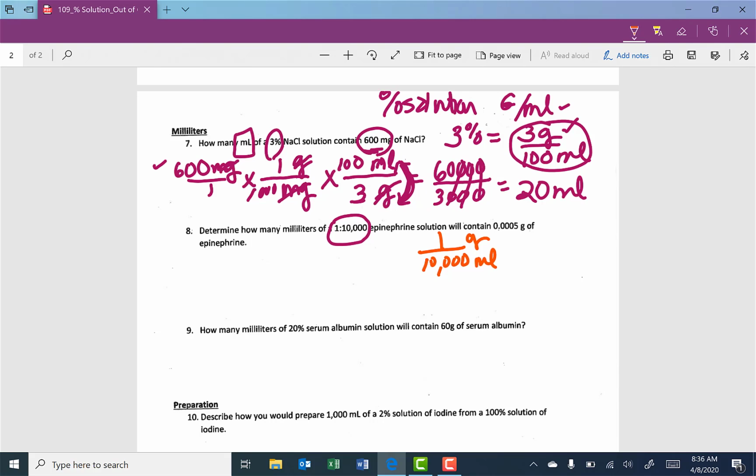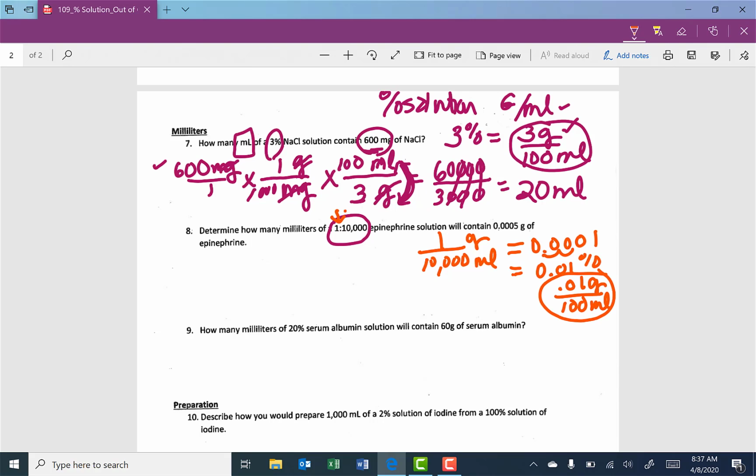Whenever you see the ratio sign, the colon, you know that it is grams over milliliters. So if we divide that out, 1 divided by 10,000, we're going to get 0.00001. And change that to a percent, and you will get 0.01%, which is the same as 0.01 grams over 100 milliliters.